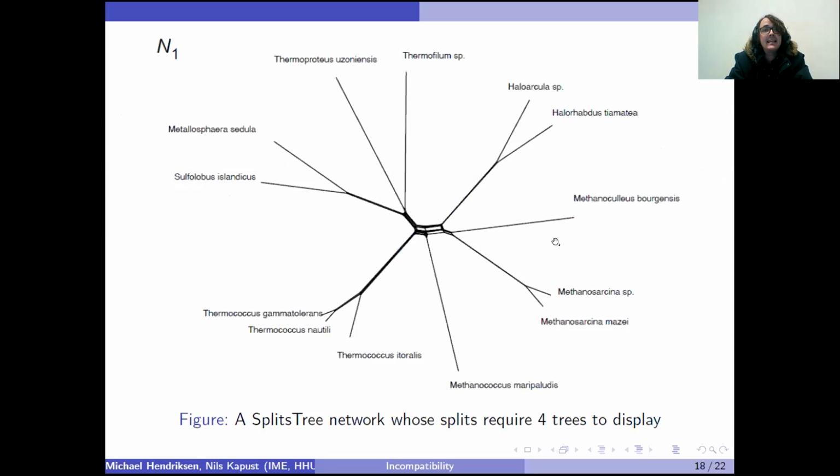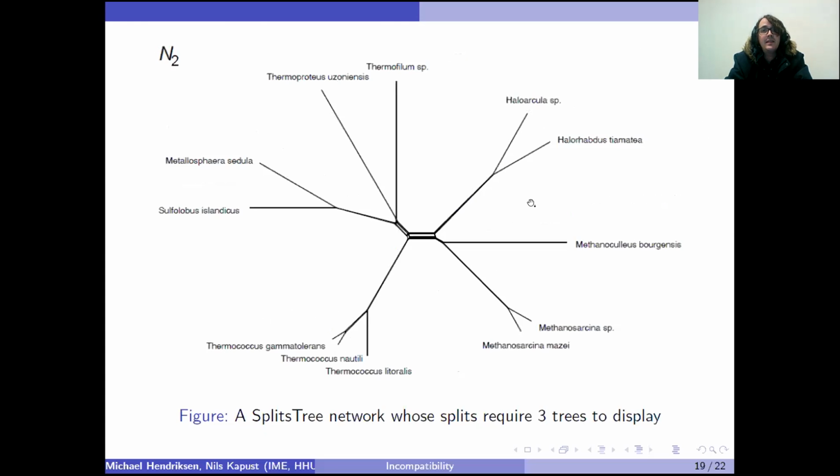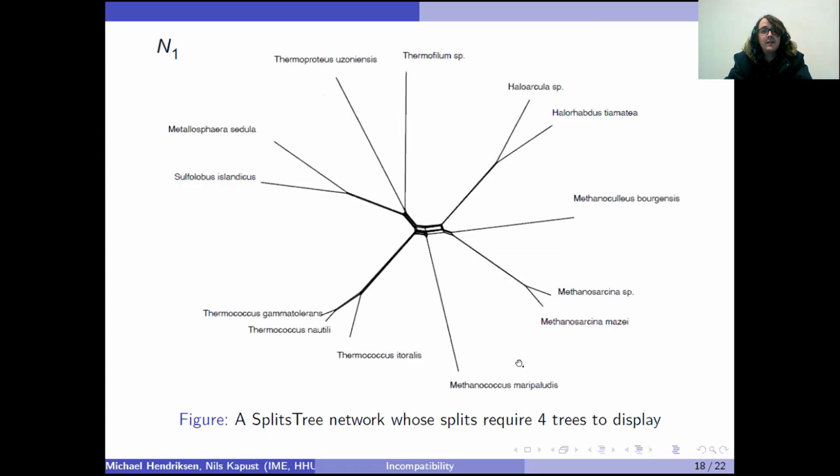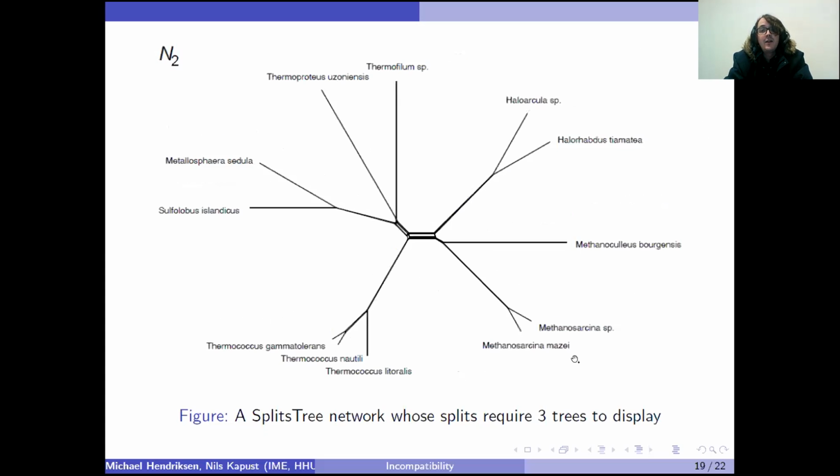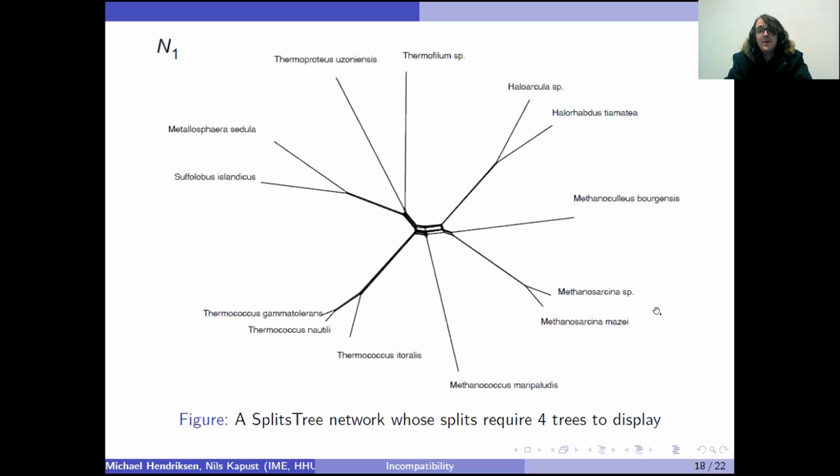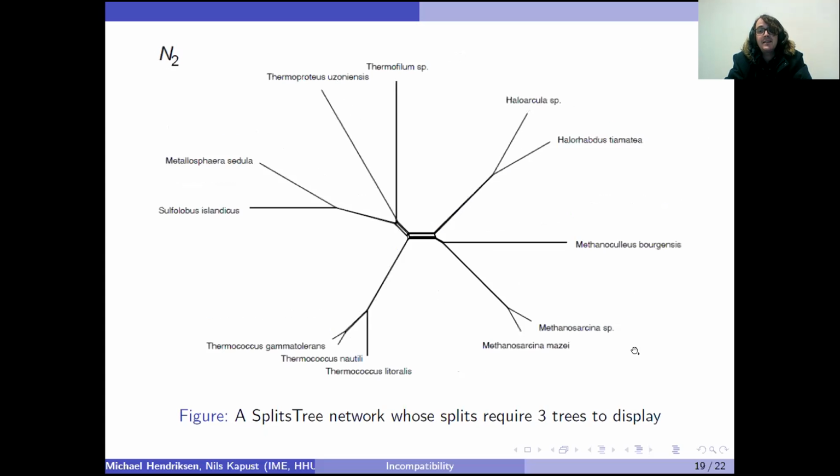So for instance, this is a splits tree diagram on a set of archaeal genomes. It has 13 taxa. This is the same one, except we've just removed the bottom one down here, the Methanococcus maripaludis. So as we've only removed one, obviously it's got 12. This first one requires 4 trees to display, and the second one requires 3 trees to display. But the difficulty is how can you compare them when they've got different numbers of taxa?